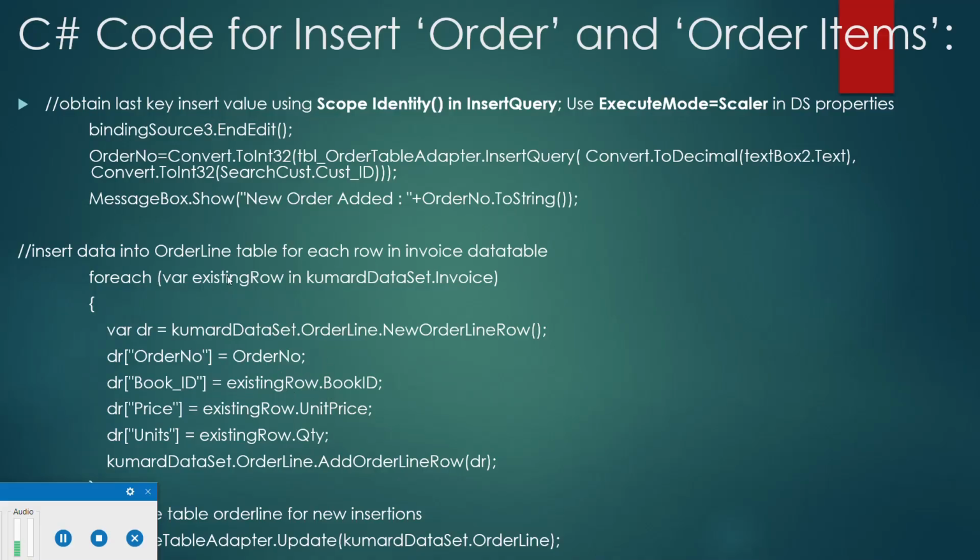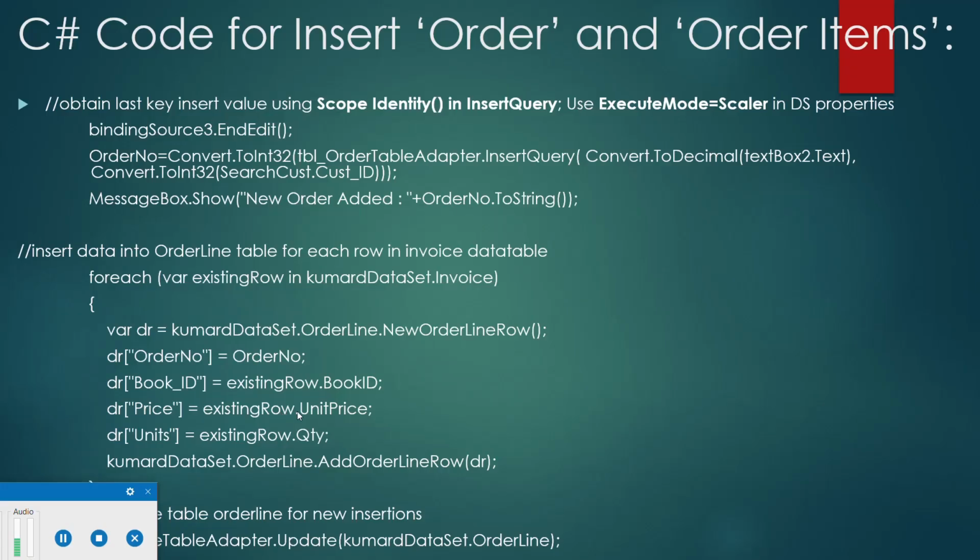So you can see that this existing row is a row object of the invoice data table. So existing row.book ID is the book ID that we have got in our invoice, and that goes into the data row as book ID. These data row headings should be the same as your table headings. So if your table heading is book_ID, make sure that you use the same field names or column names as you have in your table in your data row as well. Otherwise, you're going to get an error.